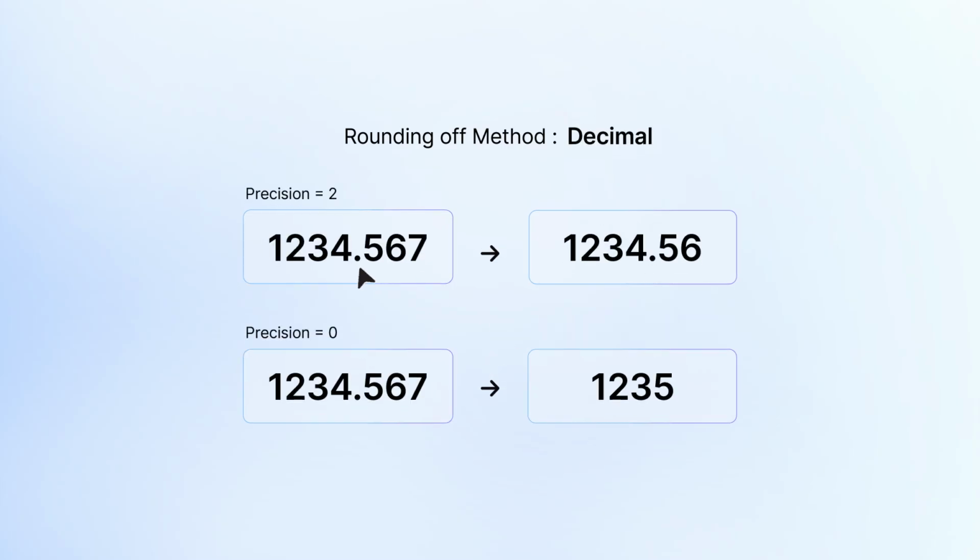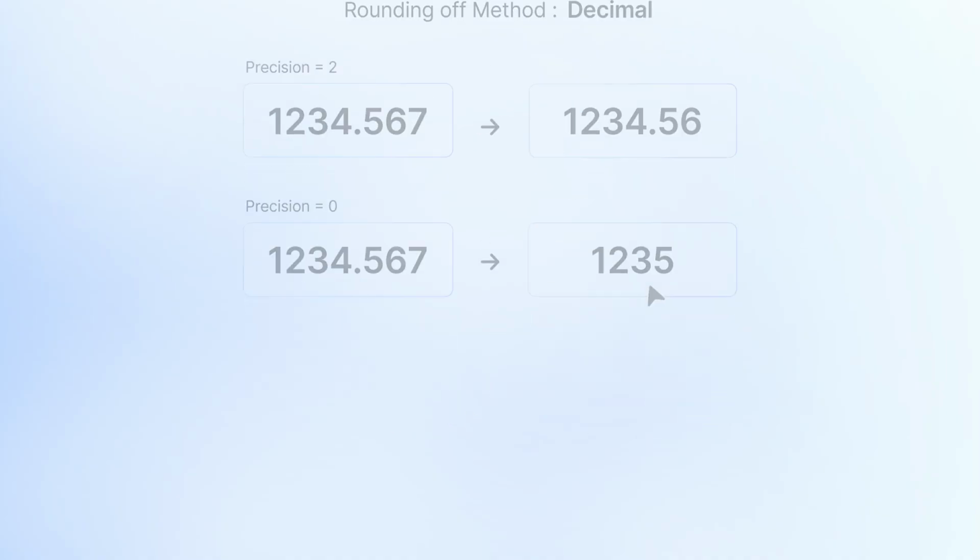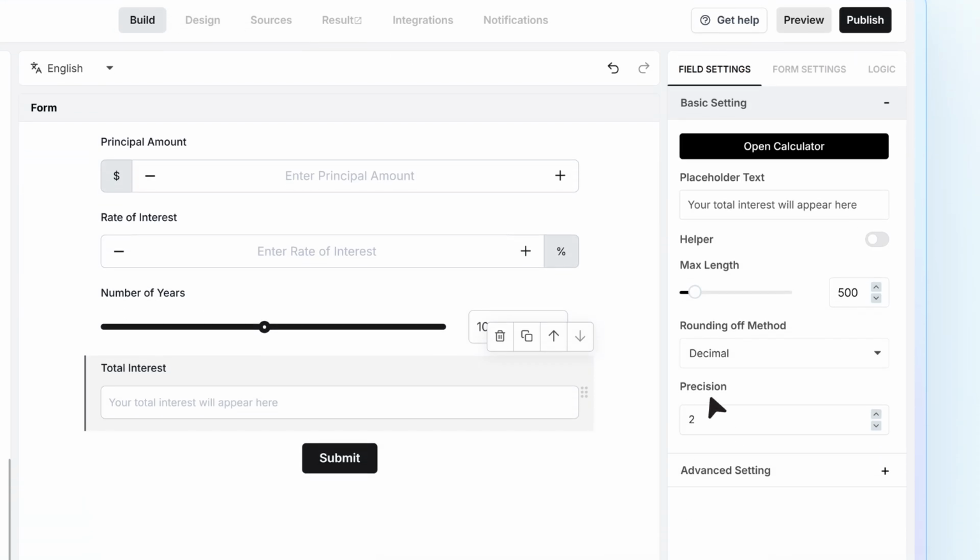Lastly, decimal keeps the number of decimal places based on your precision setting. For example, with precision 2, the value shows 2 digits after the decimal. With precision 0, the value is rounded to a whole number. Right after rounding method, you will see precision. This controls how many decimal places you want to display.